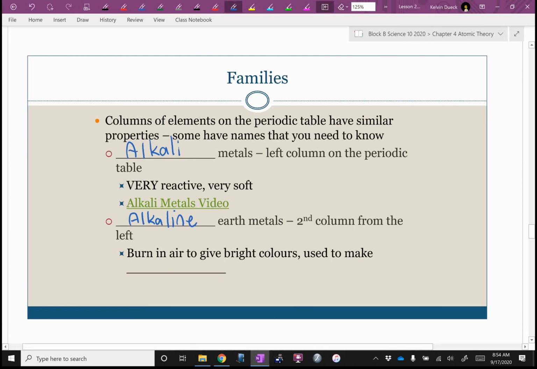One of the properties that alkaline metals have is when they burn in air, they give bright colors, and in fact, they're used to make fireworks.